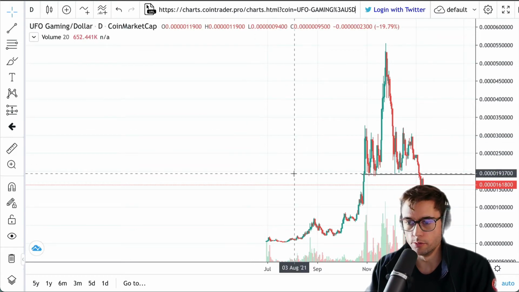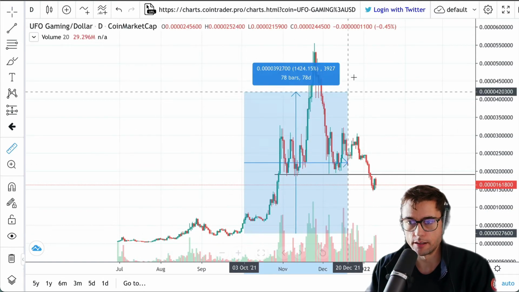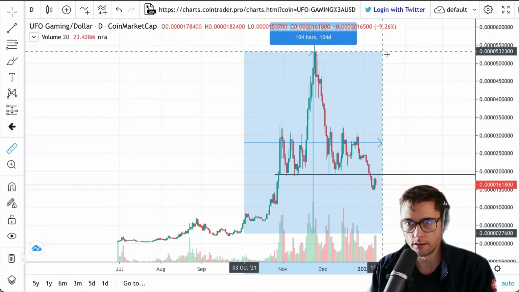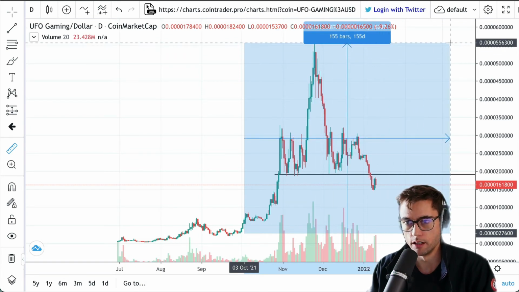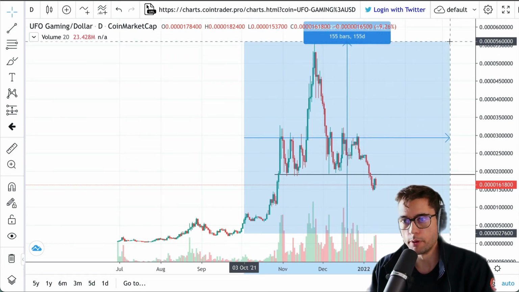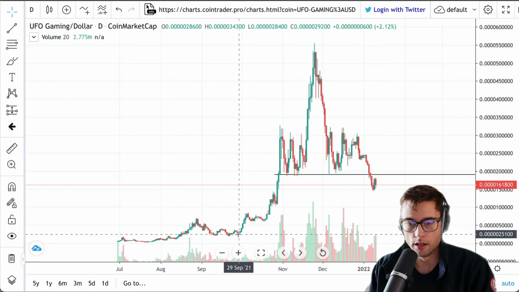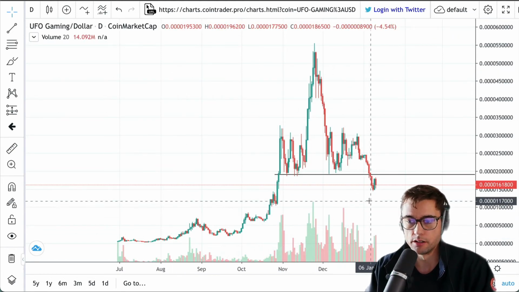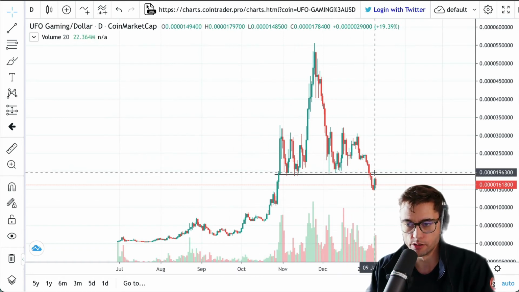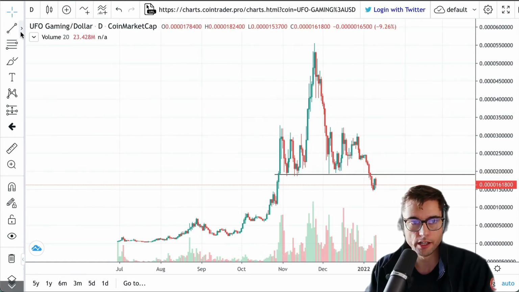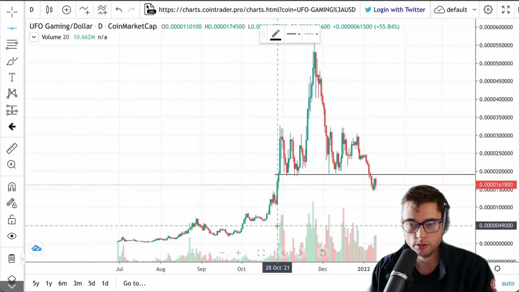All right, so we could see that obviously it had this insane run up of 1,800%, or maybe even 2,000%, from the September lows. And now it's on its way back down. It just broke the head and shoulders formation. So I'm really trying to get into UFO.